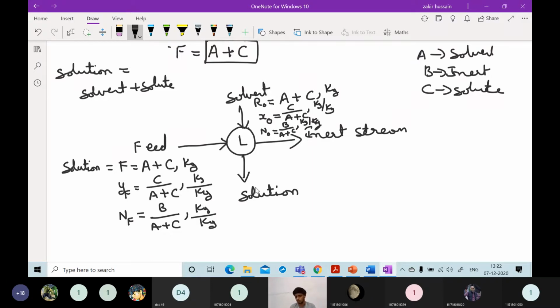Then similarly in the solution case, since this is the major product of our leaching operation, we will throw out these inerts to the maximum extent in every industrial operation. So these inerts will be thrown down.